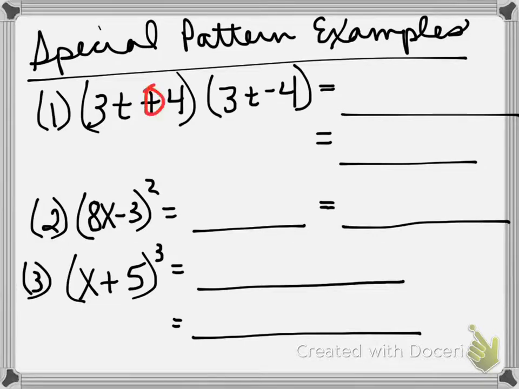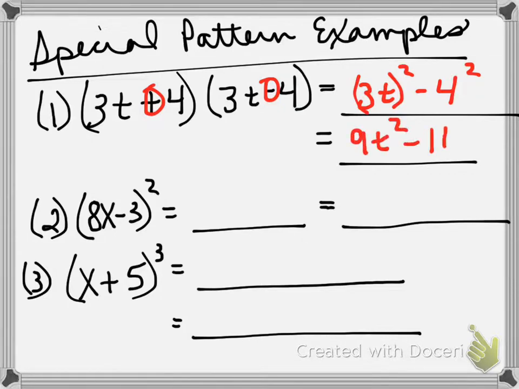So this is the sum and difference pattern, and it says to take the first term, the 3t squared, minus the second term, which is 4 squared. So I'm squaring each term and I'm subtracting them. So this gives me 9t squared minus 16. So it's kind of just supposed to be a shortcut.